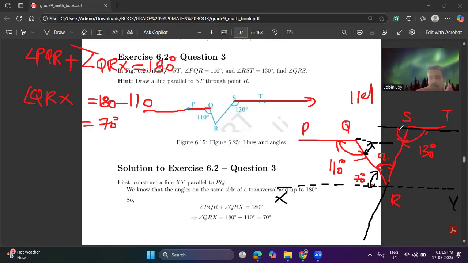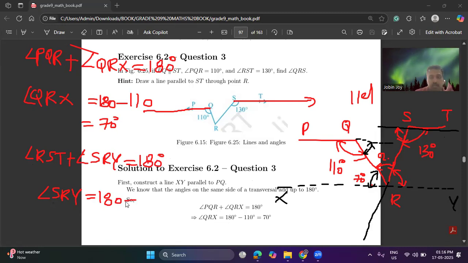So this angle is equal to this angle. Similarly, I can write angle RST plus angle SRY is equal to 180 degrees. From this, I can calculate angle SRY: 180 minus RST, which is 130. So 180 minus 130 is 50 degrees. That means SRY is equal to 50 degrees. This angle is 50 degrees.